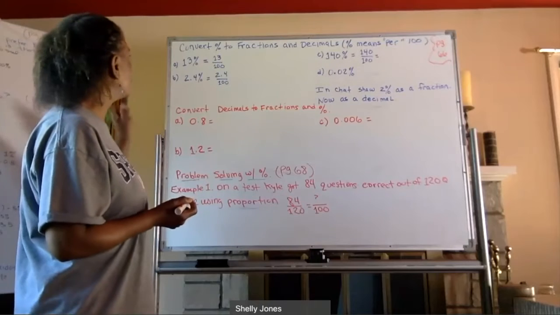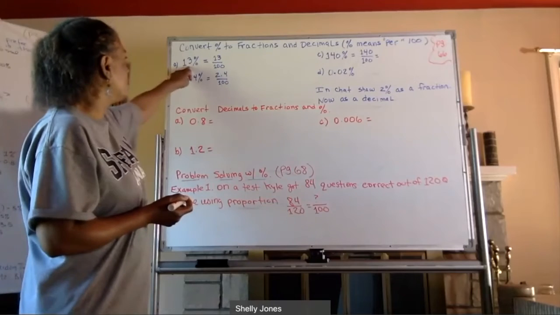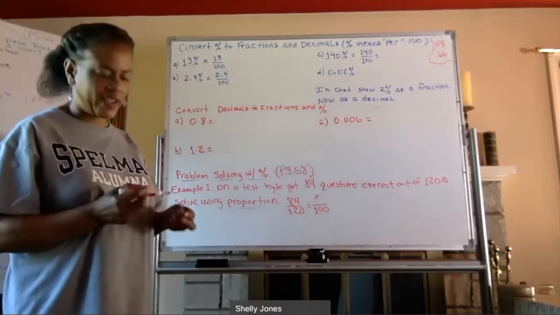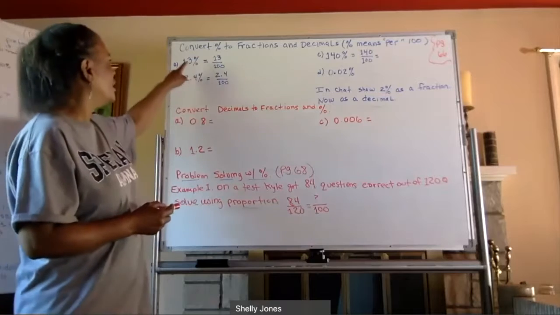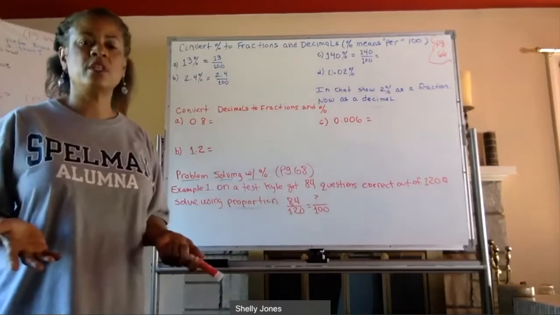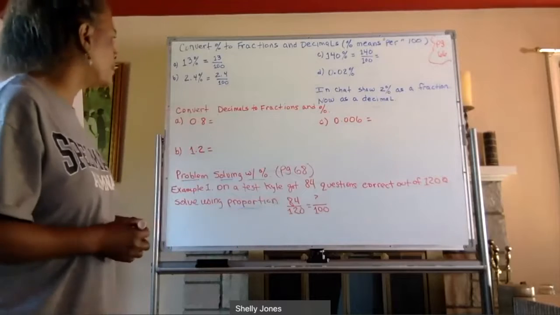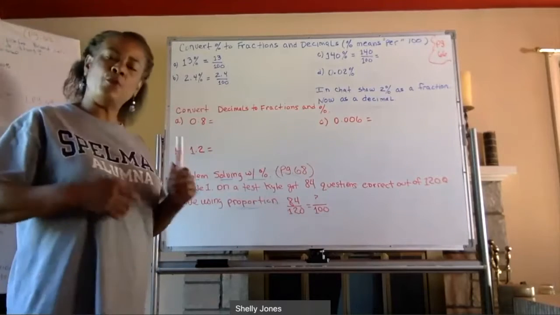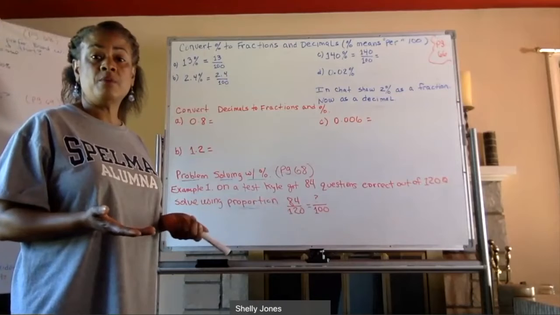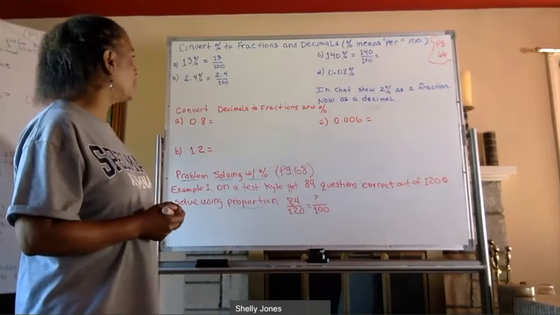All right, so let's see. Convert the percent to a fraction. Well, I already made it a fraction. So 13% means 13 over 100, 13 hundredths. So I guess that's pretty simple. And if you wanted to, you could reduce that if it needs to be simplified.